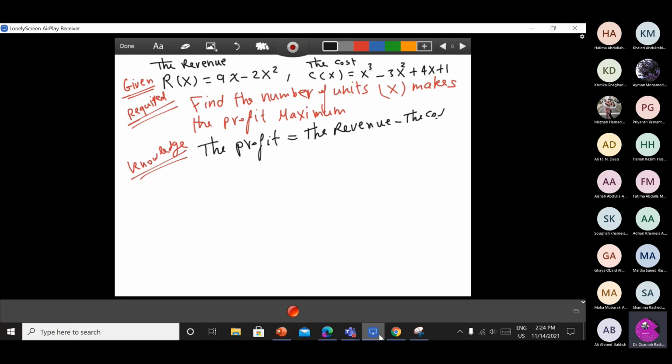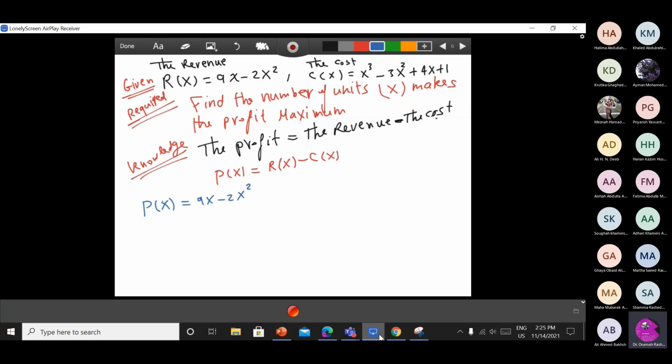If you don't know this knowledge, you cannot solve the question. And this is what we start the semester with, right? Let's subtract to have the profit. So the profit, we call it P of X equal to R of X minus C of X. Now, P of X will equal to, substitute by R of X, which is 9X minus 2.